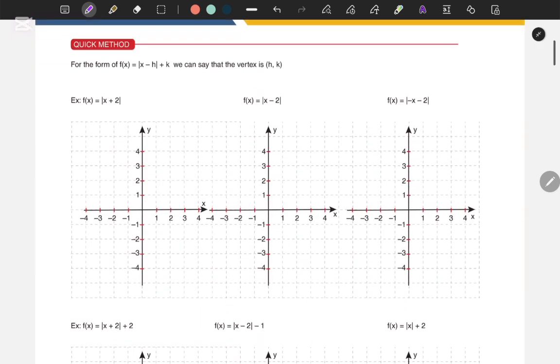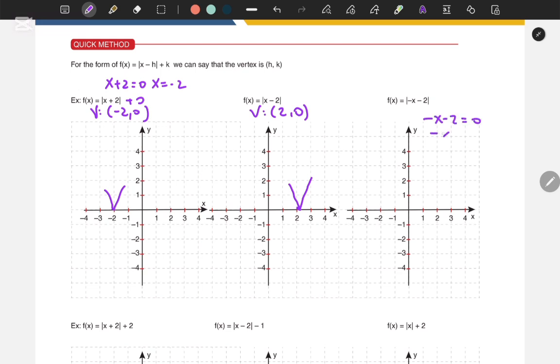Now let's have an example. Look, x plus 2. If I say x plus 2 equal to 0, what is the x value? Negative 2. Is there any outside number? No, we have only 0. X is negative 2, y is 0. Again, make it equal to 0, x equal to 2 and 0. Here we are, upward.